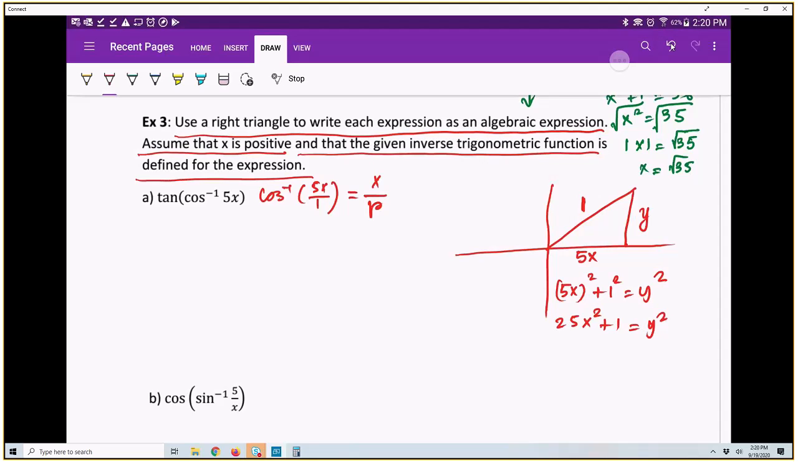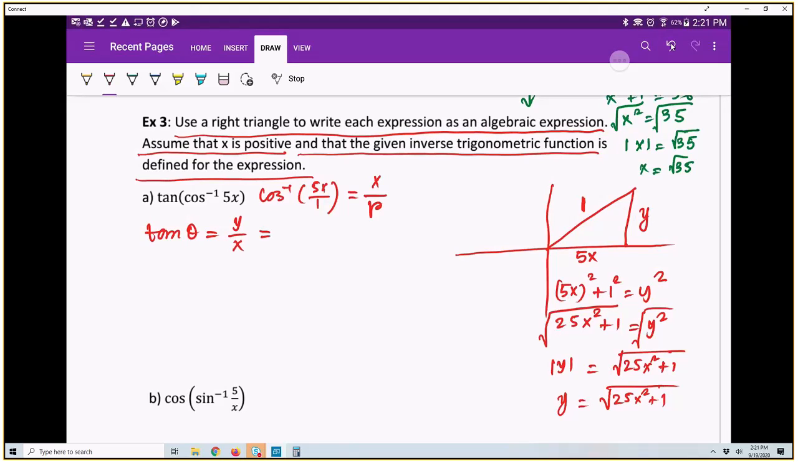And remember, I'm trying to find out y. So I take the square roots on both sides. So I get absolute value of y is square root of 25x squared plus 1. But because y is in the first quadrant, it is positive, so y is simply square root of 25x squared plus 1. And I wanted to know tangent, and tangent of theta is y over x. So now I get my answer. My y is square root of 25x squared plus 1, and x is 5x. So that will be the trigonometric ratio.